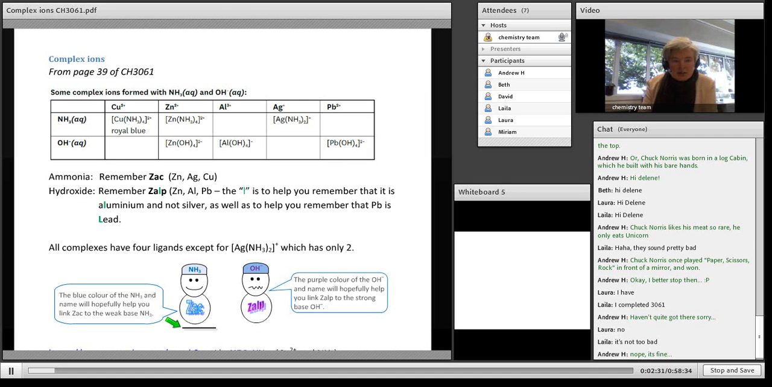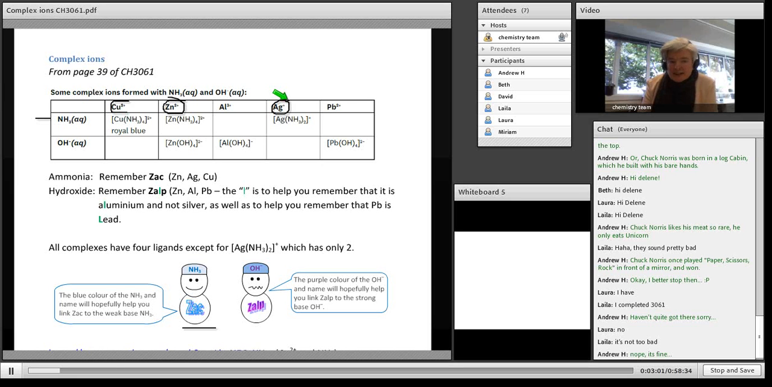Okay, if you think of the ammonia, ammonia is a weak base, so I've made it in a lighter blue. Ammonia forms 3 different ones. There's the copper, there's the zinc, and there is the silver. So that's one way I remember.